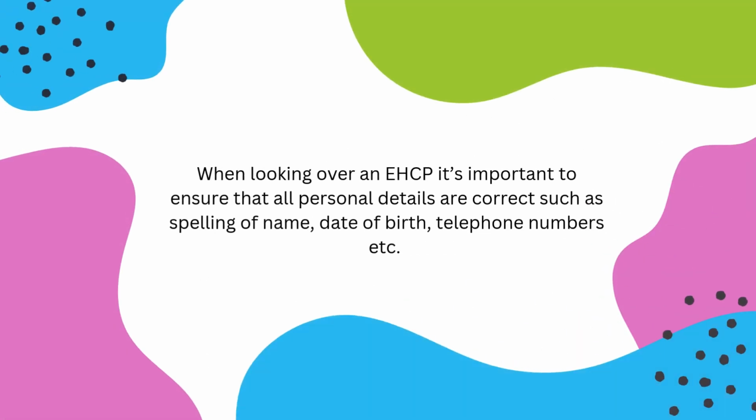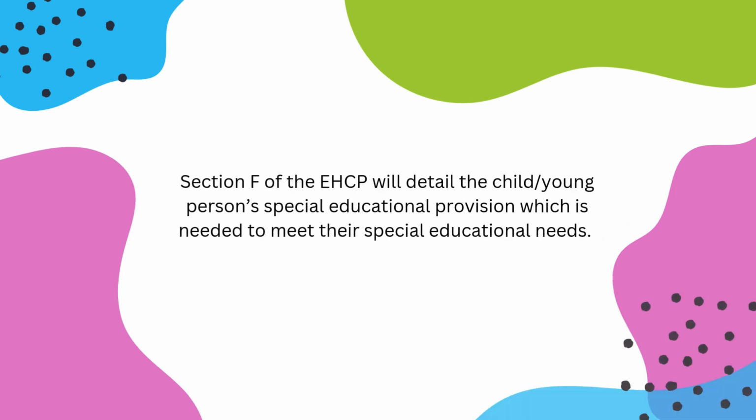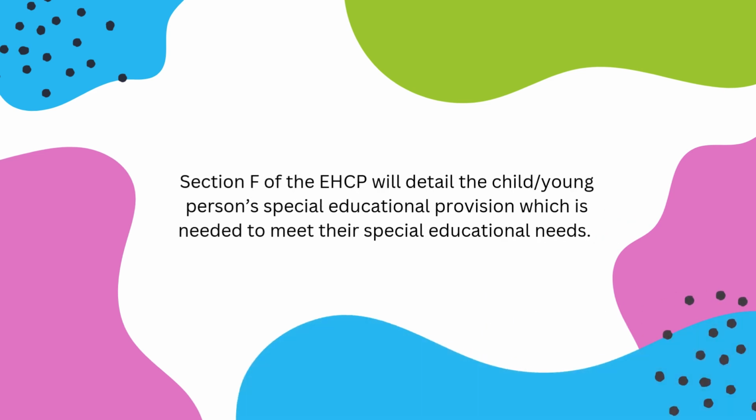When looking over an EHCP, it's important to ensure that all personal details are correct, such as spelling of name, date of birth, telephone numbers, etc. Section B of the EHCP will have the child or young person's special educational needs detailed. Section F of the EHCP will detail the child or young person's special educational provision, which is needed to meet their special educational needs.